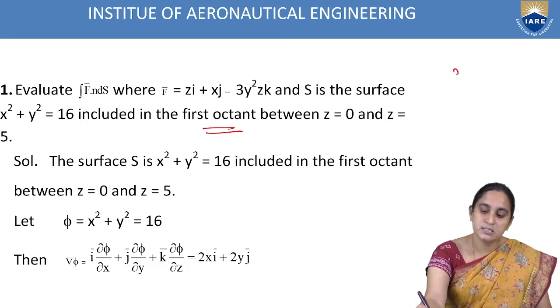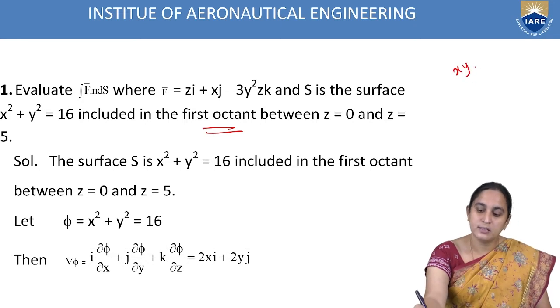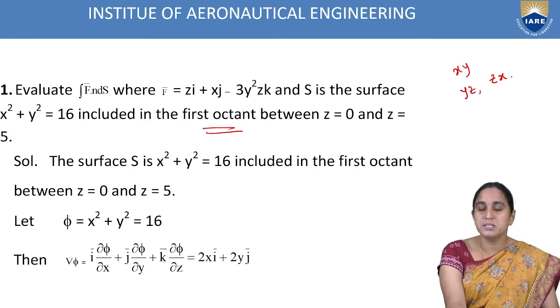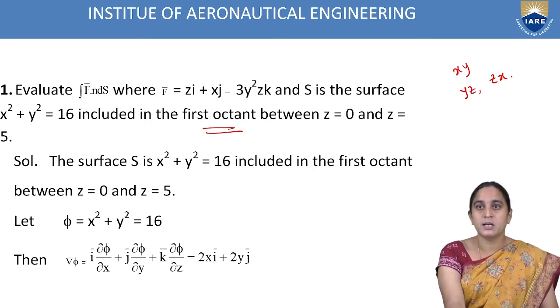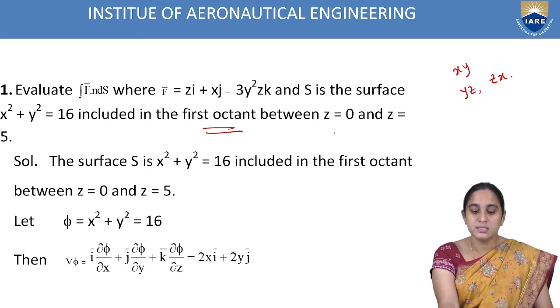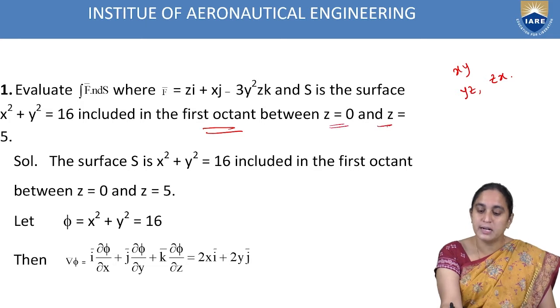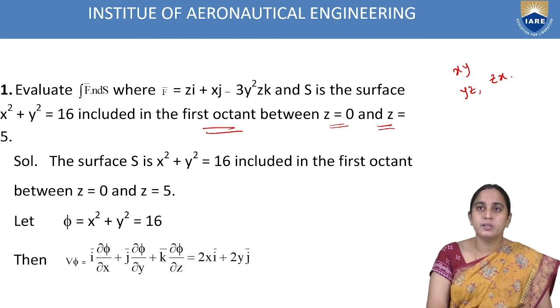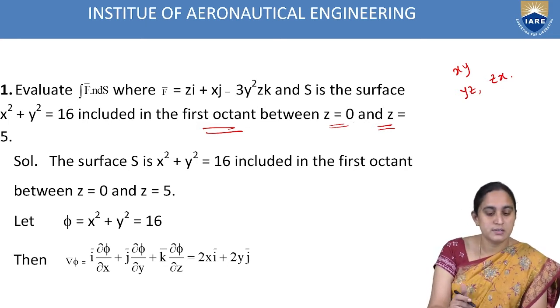Already we discussed that for the surface integral we have to calculate either on the xy plane, yz plane or zx plane. But here, particularly, the surface is included in the first octant between z is equal to 0 and z is equal to 5. That means the first octant is related to the z axis, so we have to calculate the surface integral value either on the yz plane or zx plane. Now I'll start with the answer.